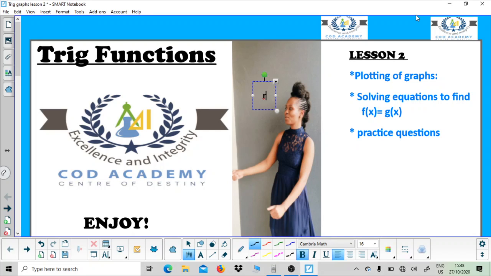Welcome, dear students. This is your lesson 2 of plotting of graphs, in fact of your trigonometry graphs. And here we are going to actually plot the graphs themselves. We're going to mostly use the calculator to do it, and then we're going to also solve some equations. And of course, towards the end, I'll give you the practice questions for you to do. So let's dive right into the content and see what I'm expecting of you.